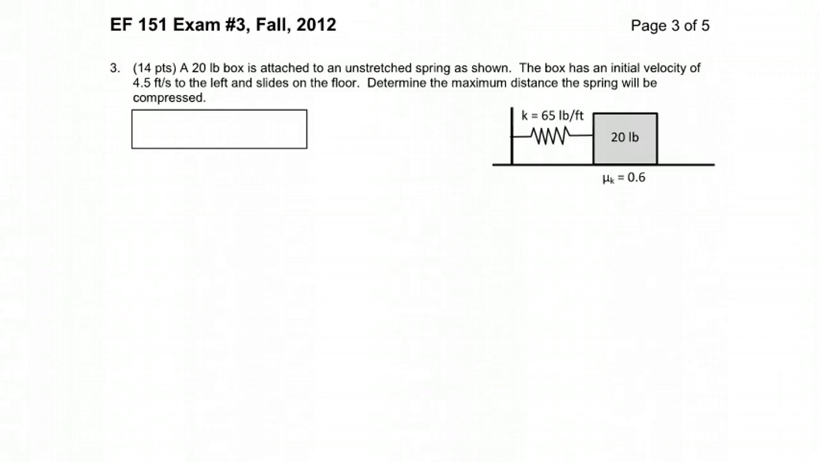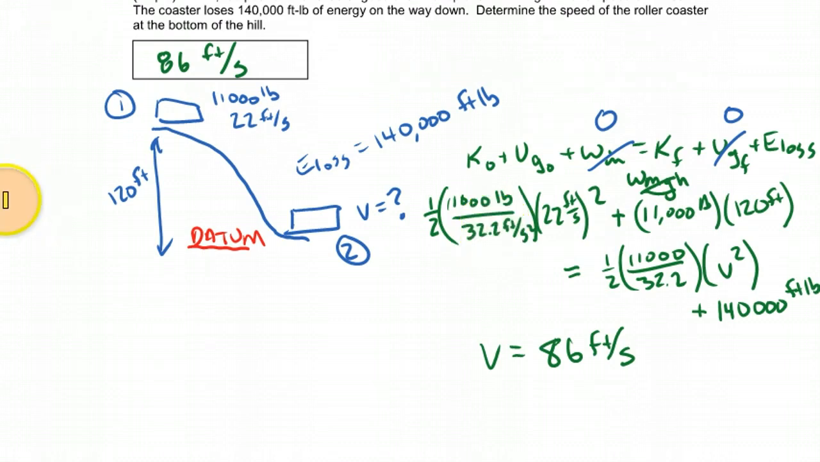Number 3 of this exam looks like another conservation of energy. We have information about a box, its weight, it's attached to a spring, initial velocity, sliding on the floor. As we look over the problem, we should get our highlighter here.